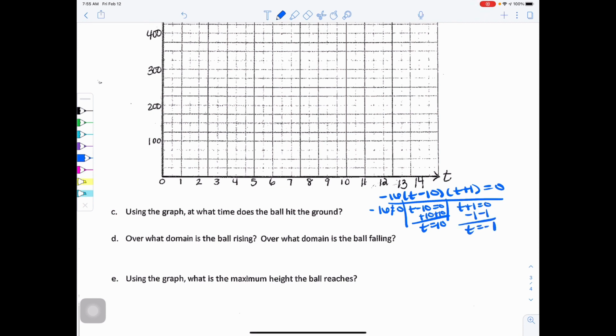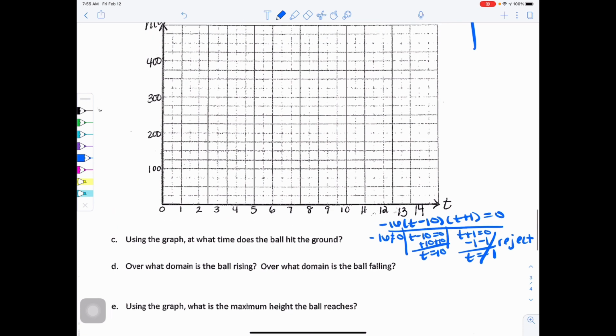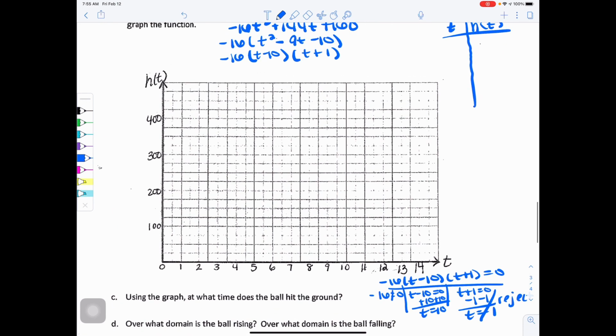Now, if this is a problem about time, t equals negative 1 is not going to make sense, so we are going to reject that answer. But it is going to help us when we go to graph so that we know what our roots are. So when I start to set up this table of values, my roots were 10 and negative 1. So I'm going to have negative 1 be at the top here with negative 1, 0, and 10, 0 would be at the bottom. Those are our two roots.